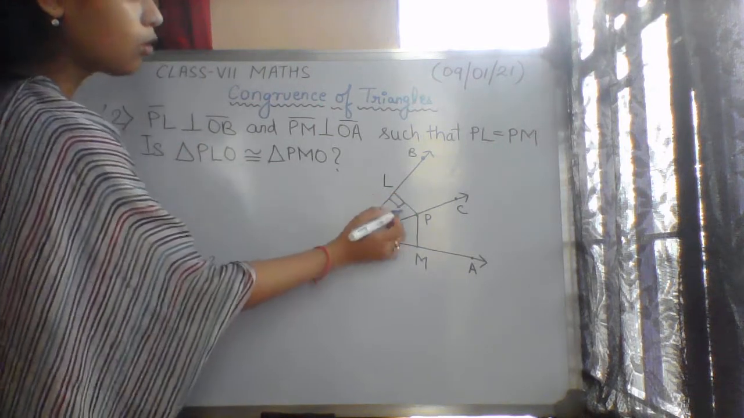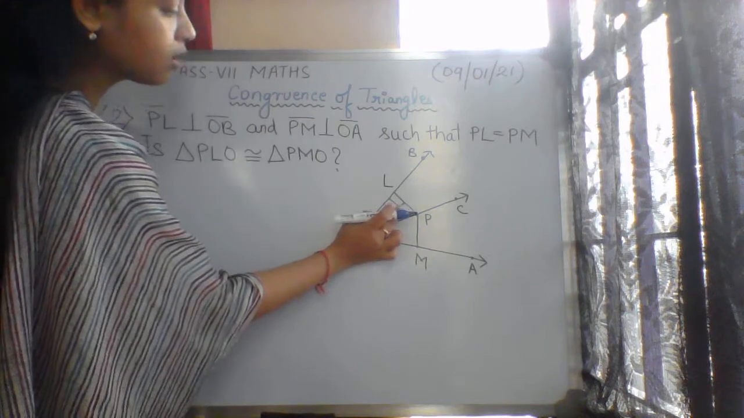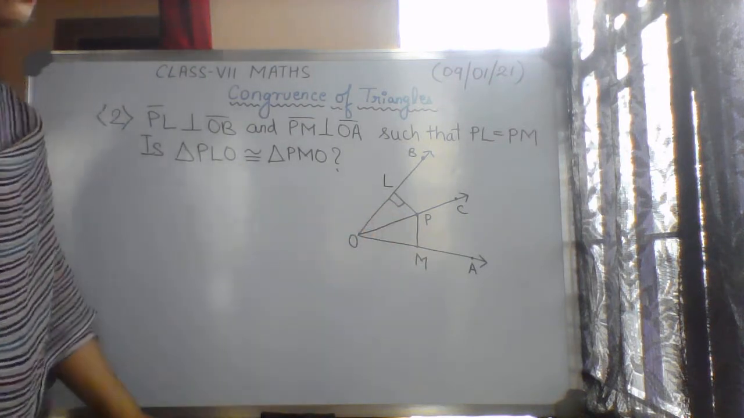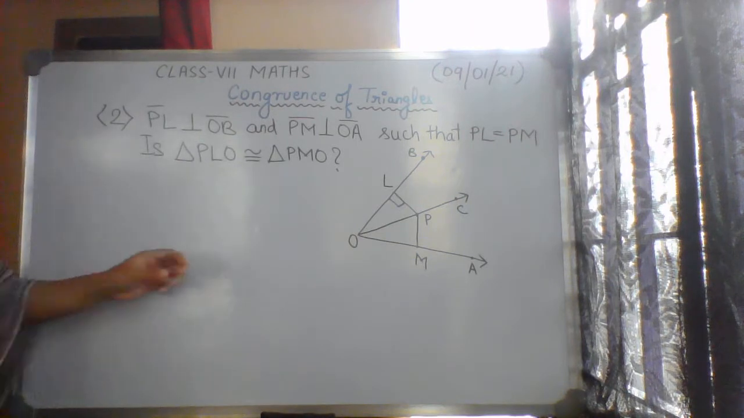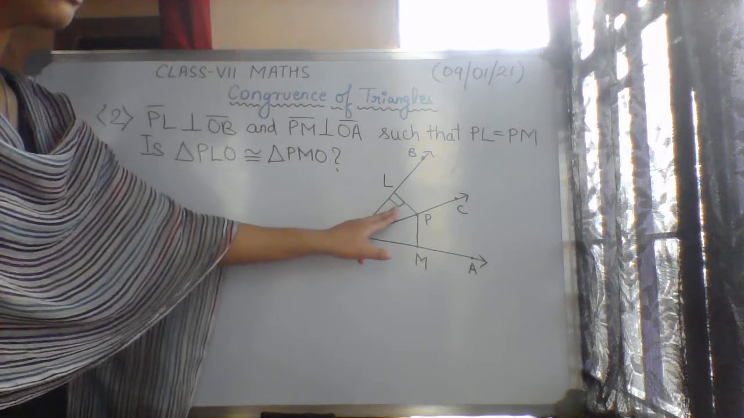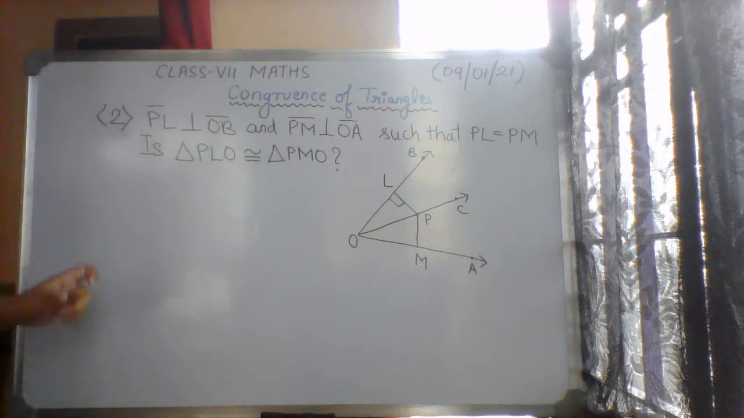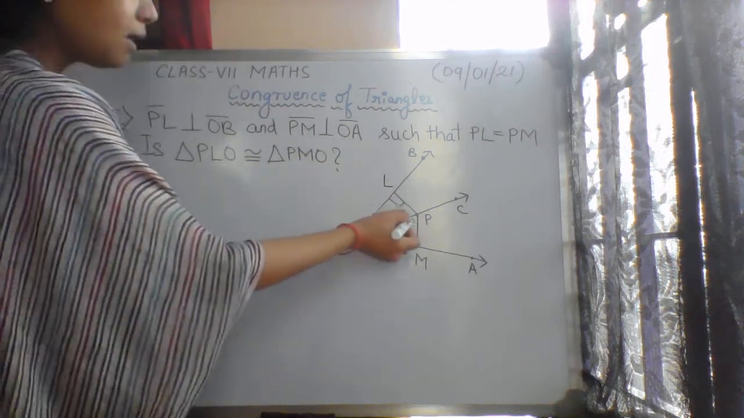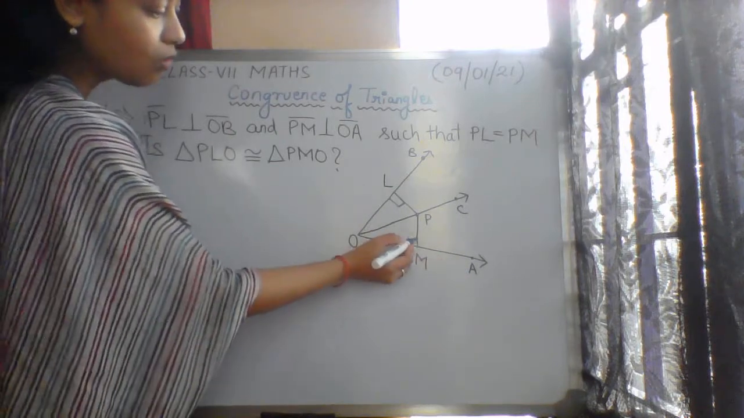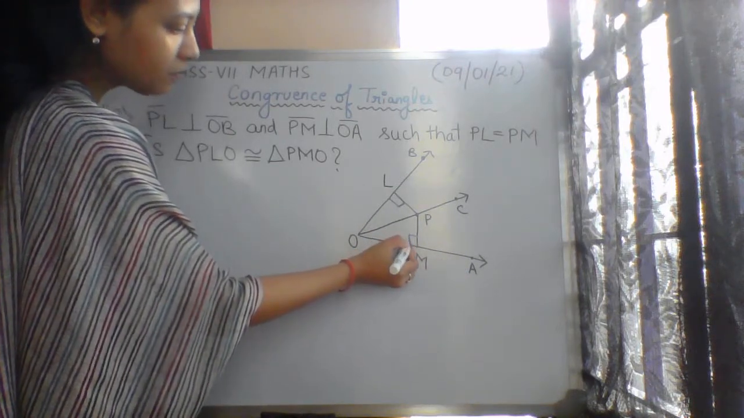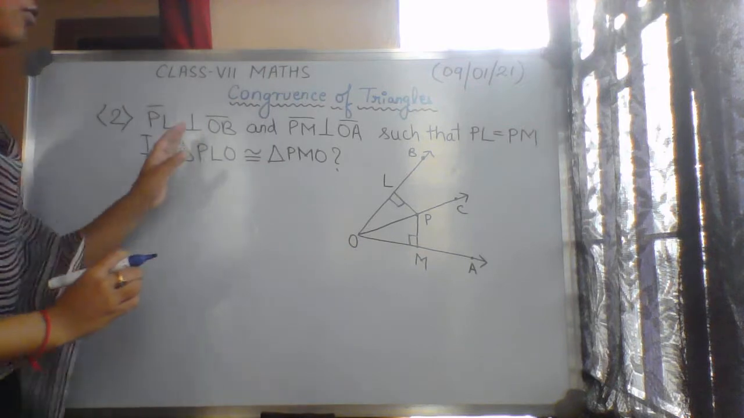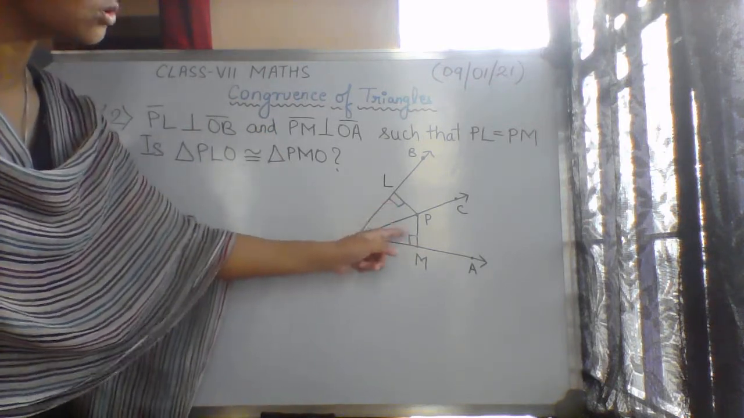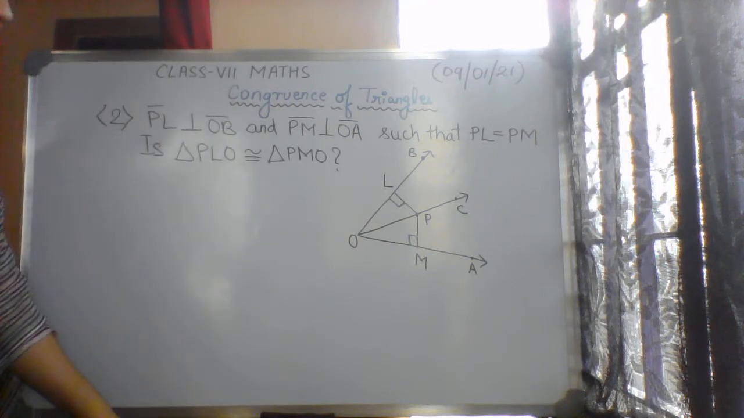Do you know which symbol we use to denote the 90-degree angle? This type of representation is there. It always means the measurement of this angle is 90 degrees. In the same way, PM is perpendicular to OA. So this is also 90 degrees. From this sentence we have got some idea that these two angle measurements are 90 degrees.